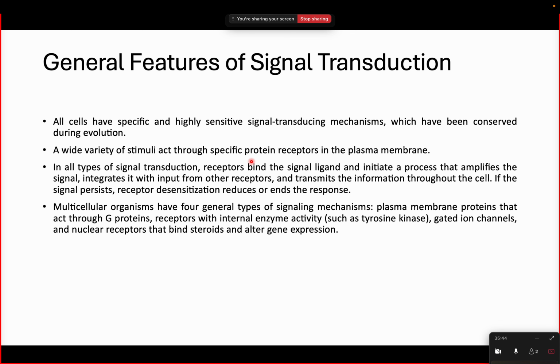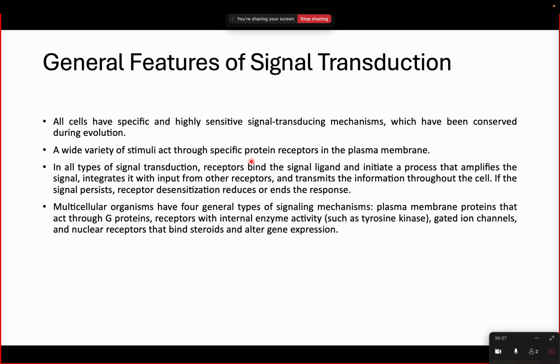So receptors bind the signal ligand and initiate a process that amplifies the signal, integrates it with input from other receptors, and transmits the information throughout the cell. If the signal persists, receptor desensitization reduces or ends the response.